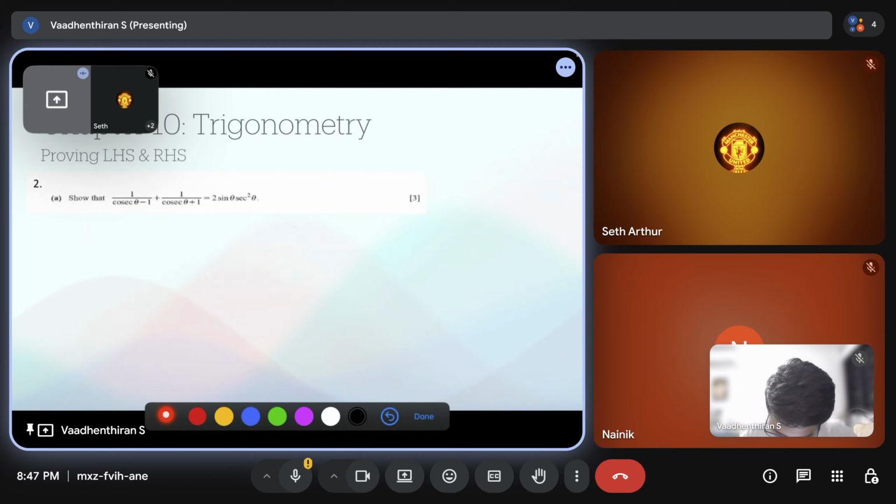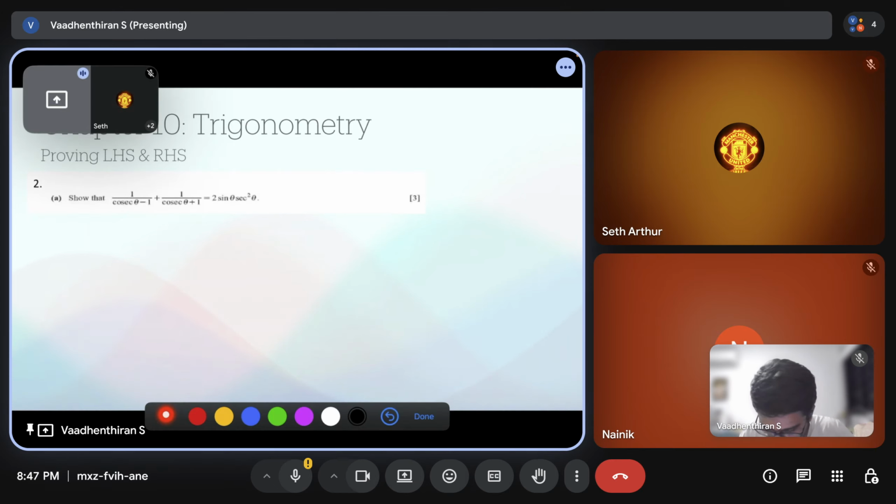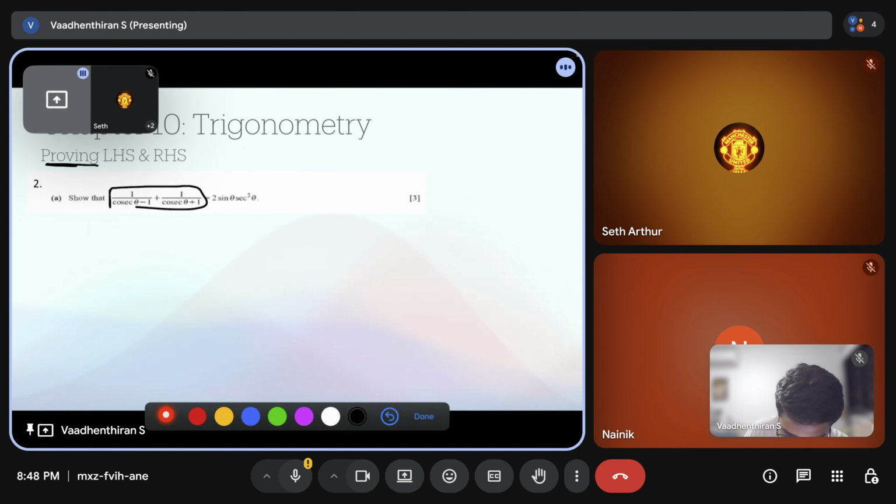Okay. This is the last part of this chapter. We will be having these proving questions frequently. You need to use the identities and sometimes the Pythagoras theorem to show that this is equal to this. Whenever there is this type of question, I usually follow these steps.